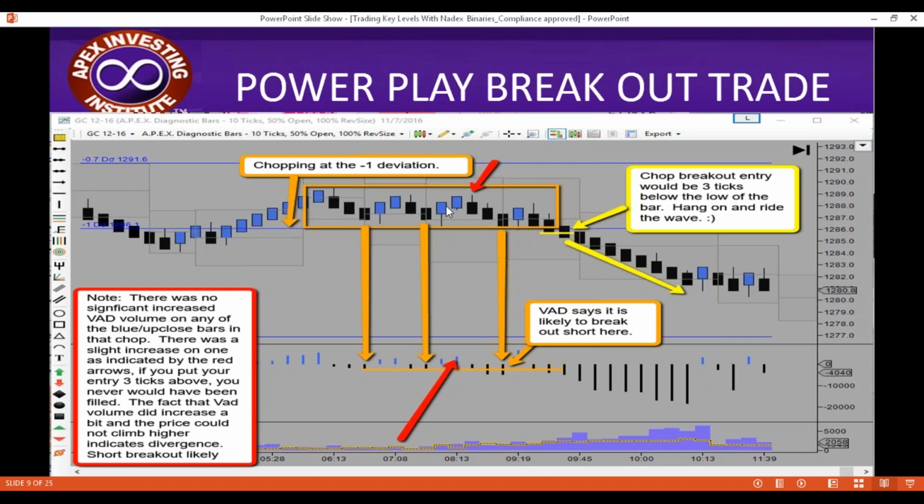Is this trending straight up? Is this trending straight down? Or do you got a few bars down, a few up, a few down, a few up, a few down, a few up? Around a deviation level, VAD up, VAD down, VAD up, VAD down. Right here, what happened? This VAD volume did push out lower with more volume than these last couple, didn't it?